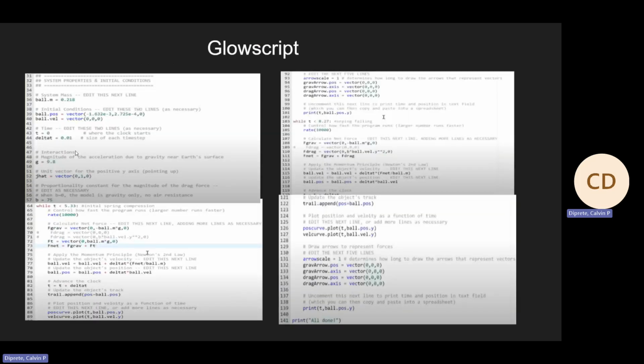The Colab script code: here are the initial conditions right here. Here is the calculation of the net forces right here and here. And this is just the visualization part of the code that would make a model.